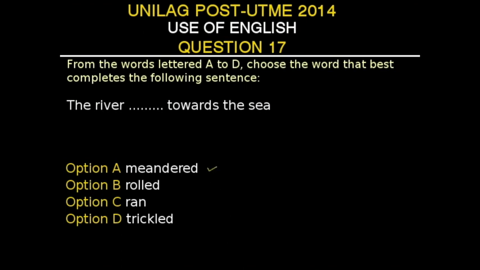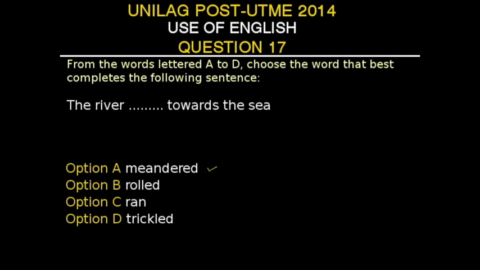Meandered is a verb and it means to follow a winding course. Typically, rivers meander, especially when they break into their different tributaries as they flow towards the sea. Option B, which is rolled, is to make a liquid more turbid or muddy by disturbing its sediments.